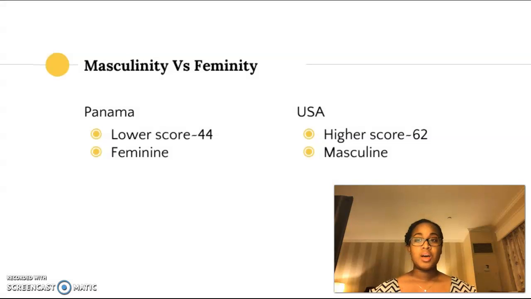Masculinity versus femininity. Panama has a lower score, so they are feminine, whereas the United States has a higher score, so they're masculine. So this essentially means that Panama is working in order to live, and the United States is living in order to work. So the United States is very boastful, and they like to talk about how amazing it is, what their successes are, whereas in Panama, your success doesn't derive from monetary value, it derives from being able to have free time to hang out with your family.